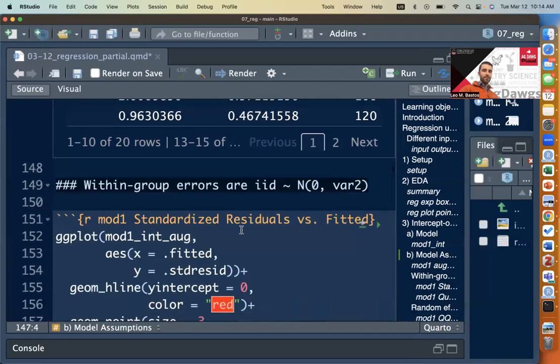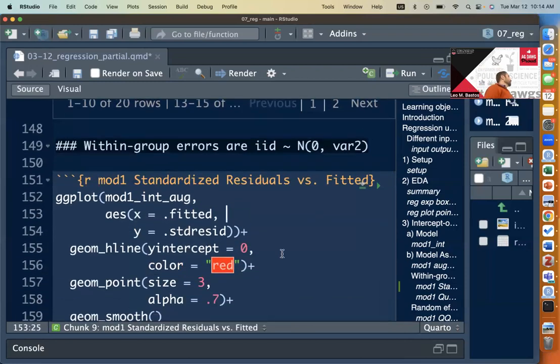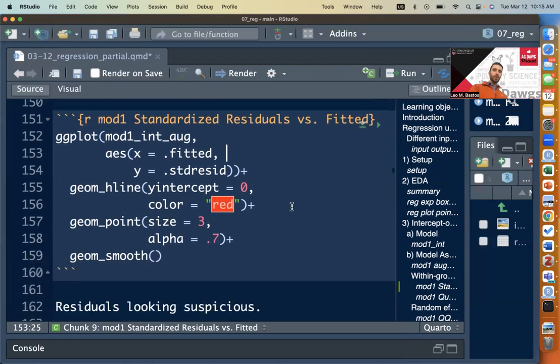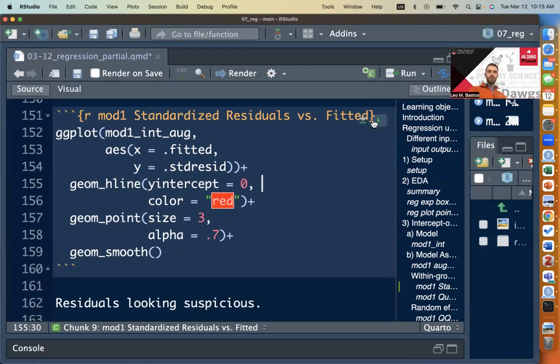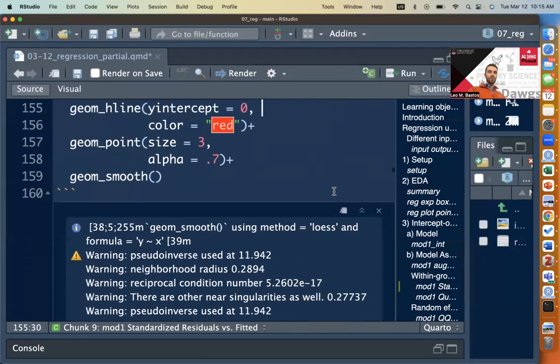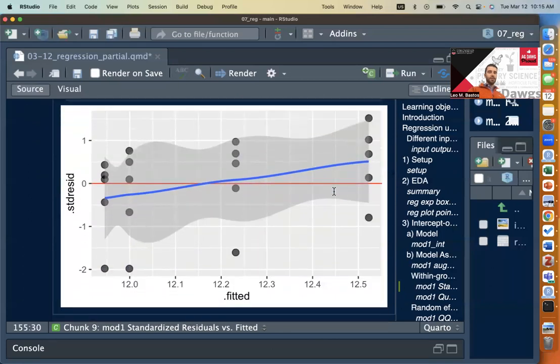All right, so now we can make some plots. The first one here would be the within group errors are IIDN with a mean 0 and a variance sigma squared. I left you all the code there, so you already have it. You can just run it. We've done this plot many times. That is just the fitted on the x-axis by the standardized residual on the y-axis.